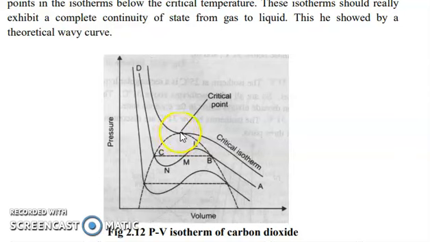At this temperature, this is critical temperature. For volume, critical volume. Pressure, critical pressure. So critical isotherm, and this is the designation of A. You can see the B, you can see the D, C and D. You can see the N, M, and L. This is the pressure volume isotherm of carbon dioxide.